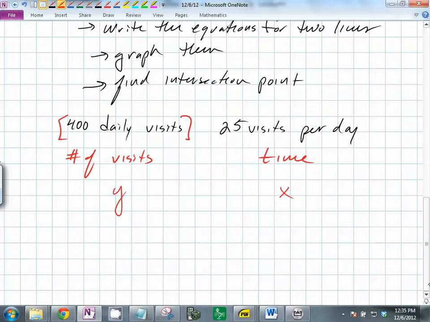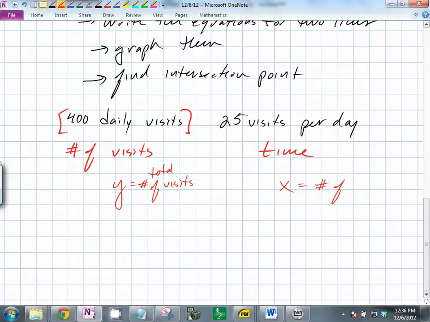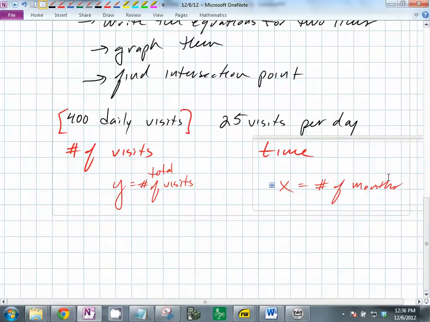So we have labeled our variables. So y is equal to the total number of visits, and this equals the number of what? Is it by months or by day? Per month. Okay, yeah. So number of months. So 400 daily visits is where it starts. So if we're starting, how much time has passed?